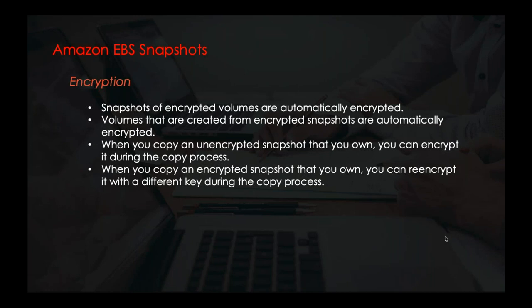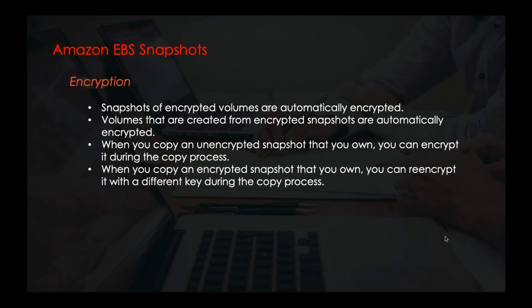Third, when you copy an unencrypted snapshot that you own, you can encrypt it during the copy process. So if you want to turn the data from an unencrypted snapshot into encrypted data, you can do it via the copy process. The same way that you copy the AMI from one region to another region, as we have seen, you can copy in the same region, and while copying, you can encrypt this data.